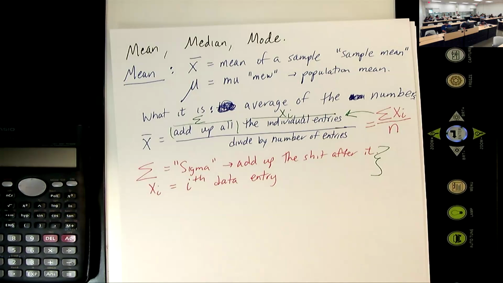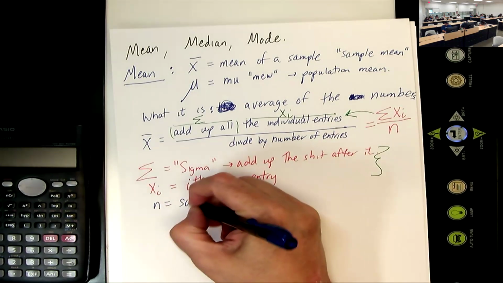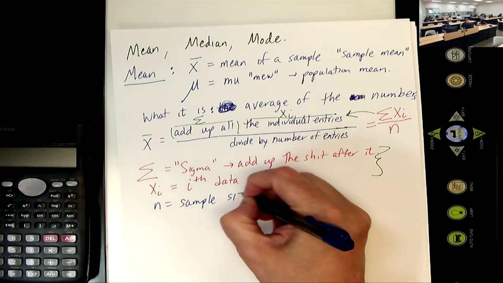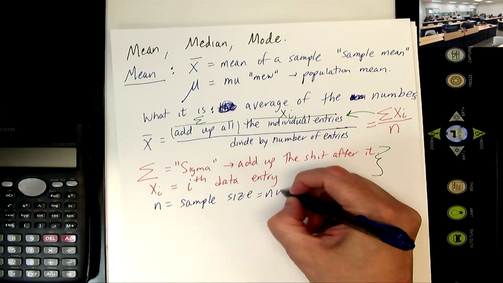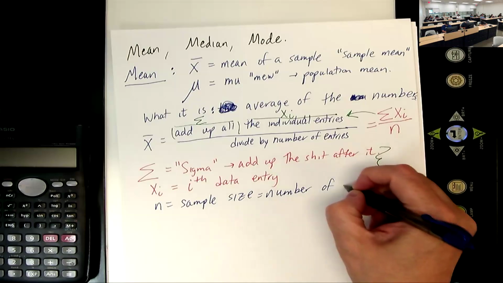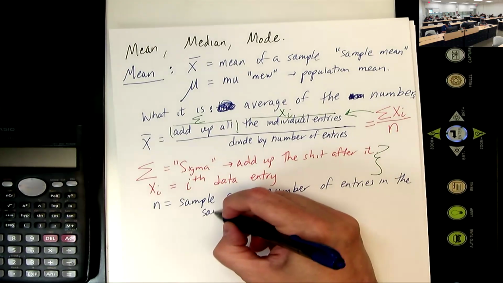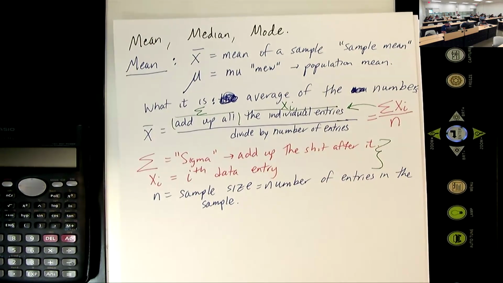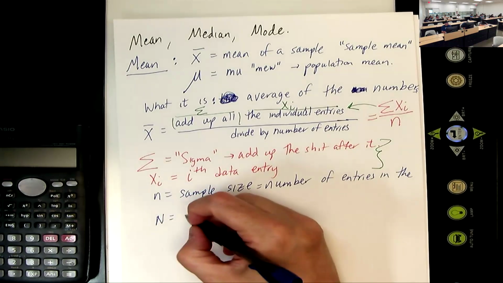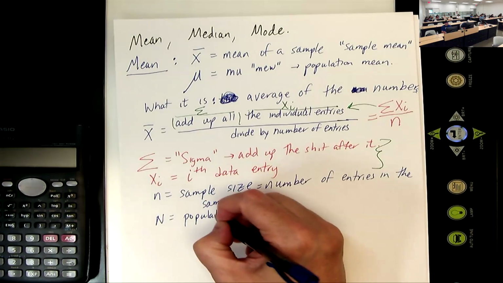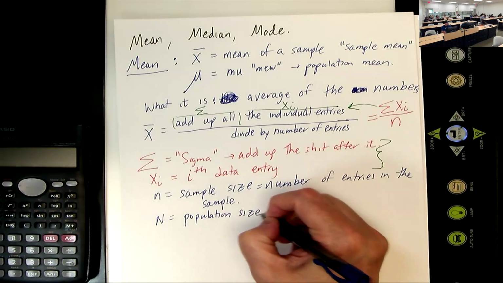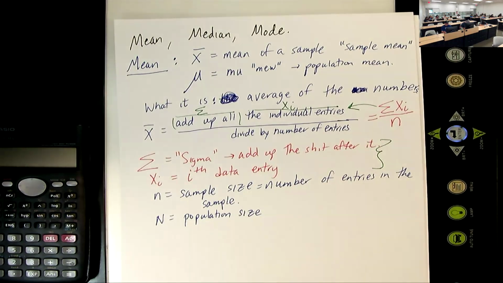n is your sample size, or number of entries in the sample. Capital N is reserved for population size. We are going to see lowercase n and capital N all semester. Get used to the little one being sample size, the uppercase one being for the entire population.